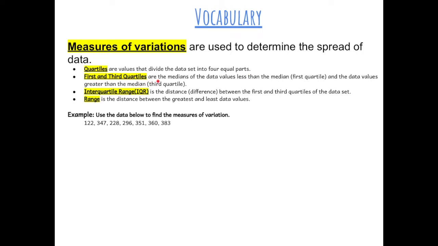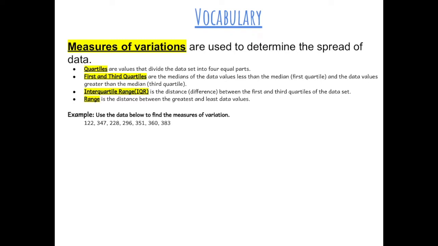First and third quartiles are the medians, or the middle number, of the data values less than the median, which is the first quartile, and the data values greater than the median, which is the third quartile. Interquartile range, or IQR for short, is the distance or the difference between the first and third quartiles of the data set. The range is the distance between the greatest and least data values.